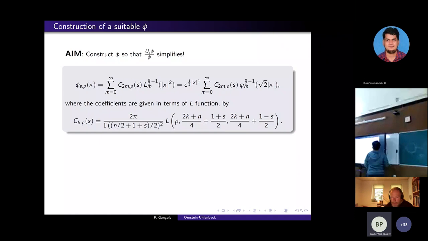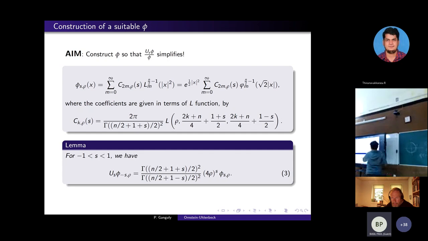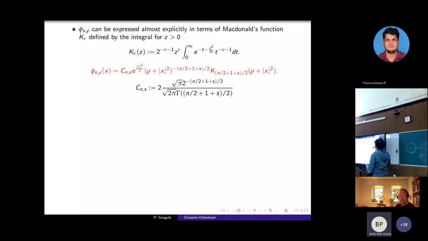Now it turns out that we can rewrite this phi_{s,rho} in terms of the spectral projections by defining suitable functions. So then we have this intertwining property, that if s belongs to (-1, 1), then U_s applied to phi_{-s,rho} will land you in some constant times phi_{s,rho}. So now you can easily guess what is going to be our phi. Also this phi_{s,rho} can be calculated explicitly with some formulas, and it turns out to be in terms of McDonald functions, which is defined by this integral, and here the constant is also explicit.